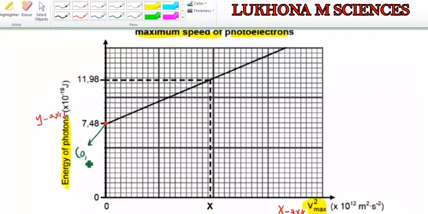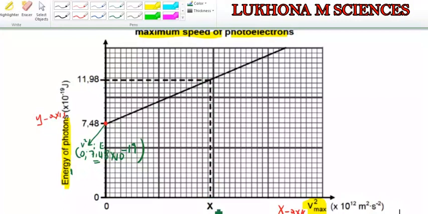So this is the y-intercept. x there is 0, y it's 7,48 times 10 to the power negative 19. So we have these coordinates here. Remember that your x is v squared, and your y is your energy, E. So the coordinates are v squared versus E, that is 0 v squared, then E.